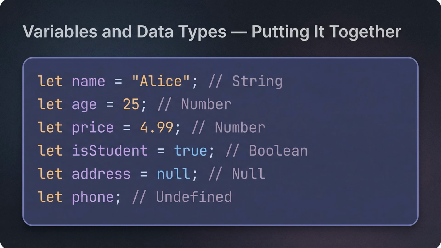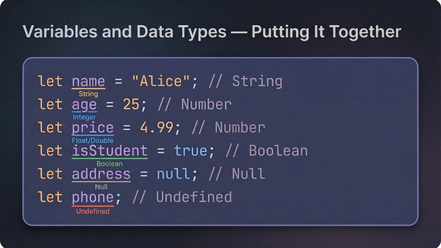Let's bring variables and data types together. When you declare a variable in JavaScript, you're giving a name to a piece of data. The type of that data, whether it's a string, number, boolean, null, or undefined, determines what you can do with it. Here, you can see a name stored as a string, an age as a number, a price as a decimal, a student status as a boolean, and an address intentionally left as null.